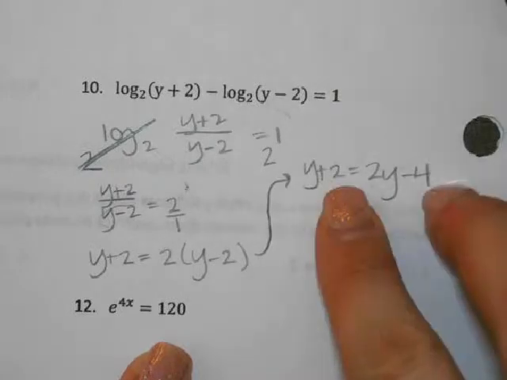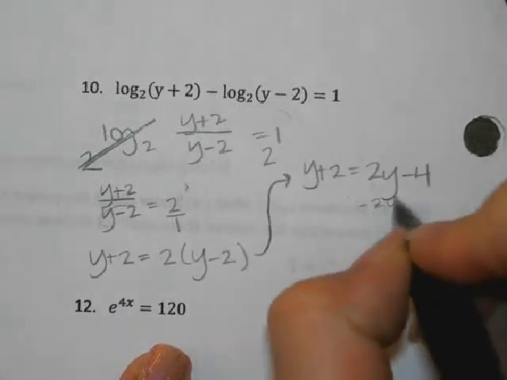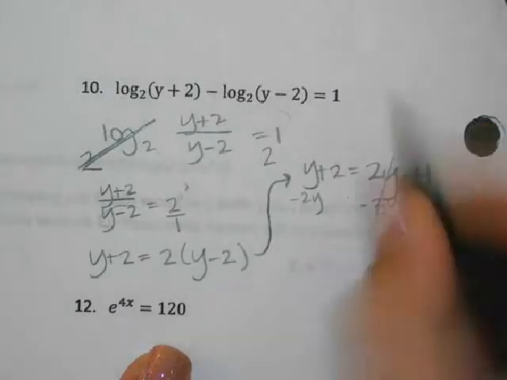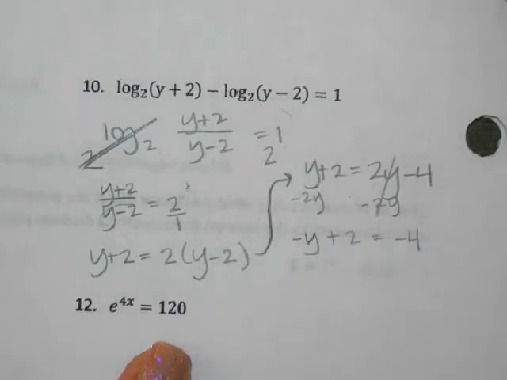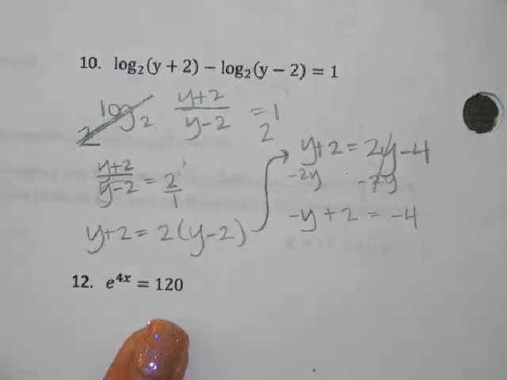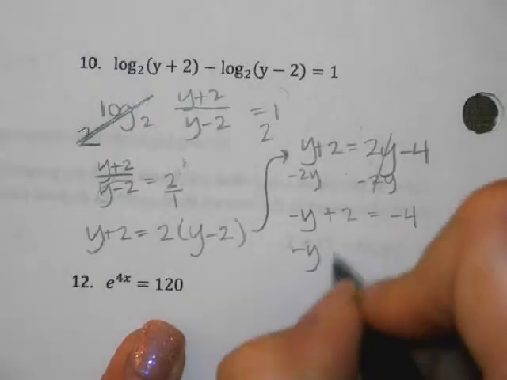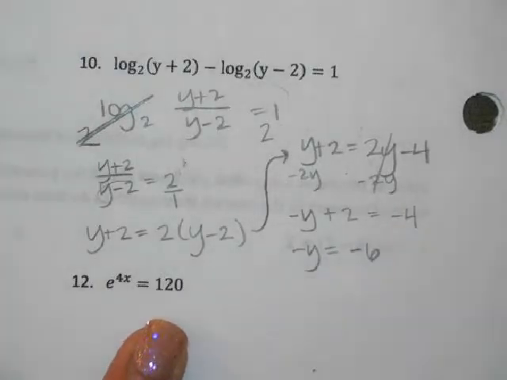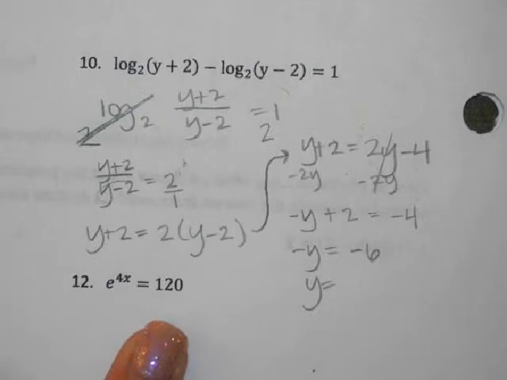You could. So what I usually do next is get the variables to one side. So we can minus 2y. So that would give us negative y plus 2 equals negative 4. And then we would minus the 2 over. Negative y equals negative 6. So if negative y equals negative 6, positive y equals positive 6.